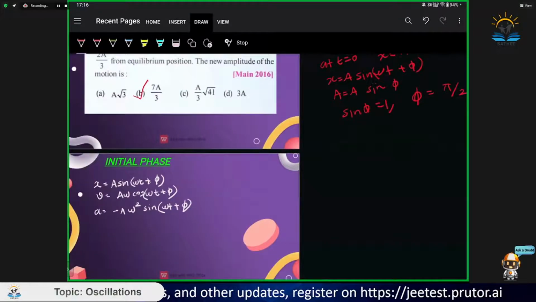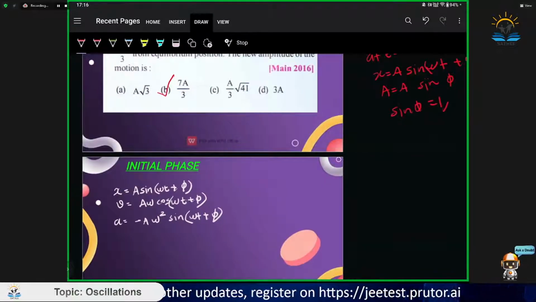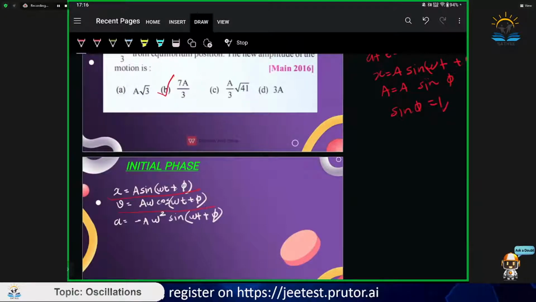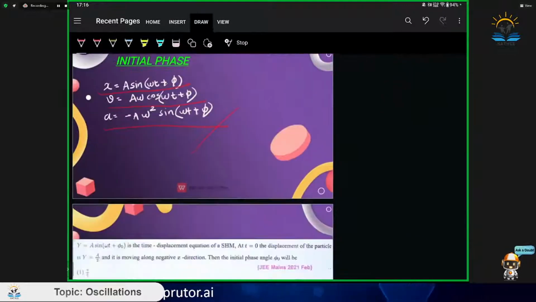So when the particle is starting SHM at x is equal to A, then the initial phase is pi by 2. So by just modifying the equation, we can write x is equal to A sin(omega t plus phi), velocity A omega cos(omega t plus phi), acceleration minus A omega square sin(omega t plus phi). Okay, just modifying those equations. So let's solve a question.